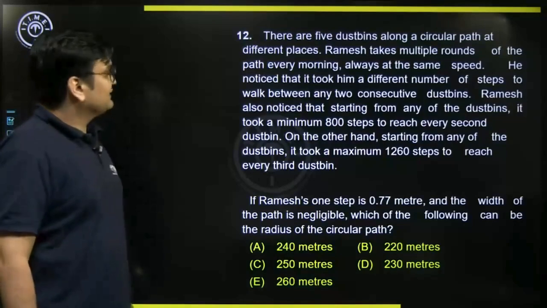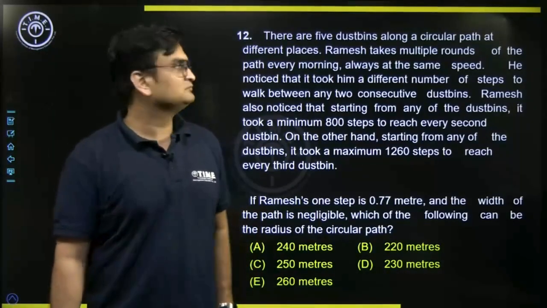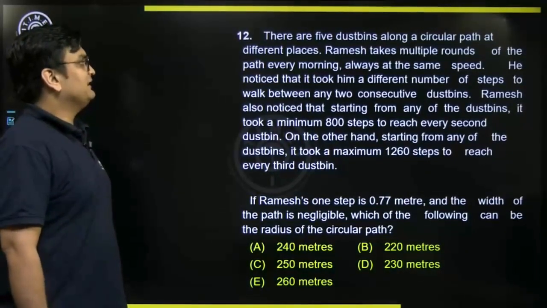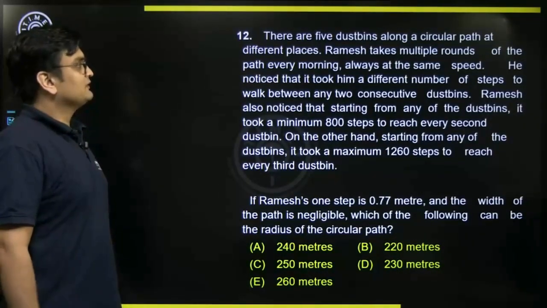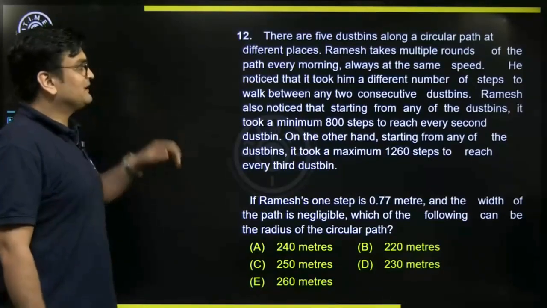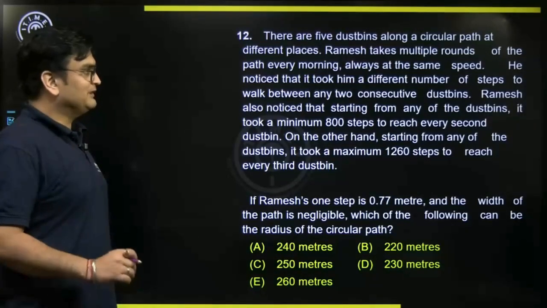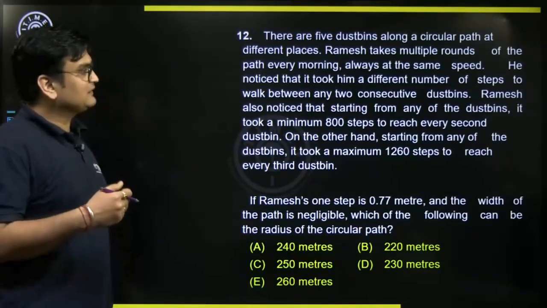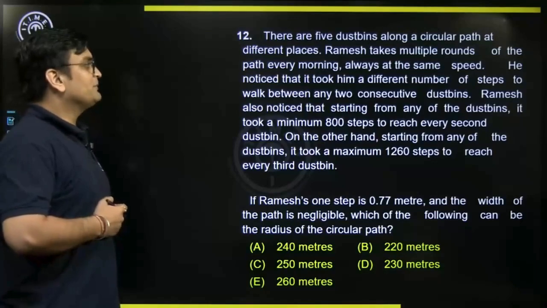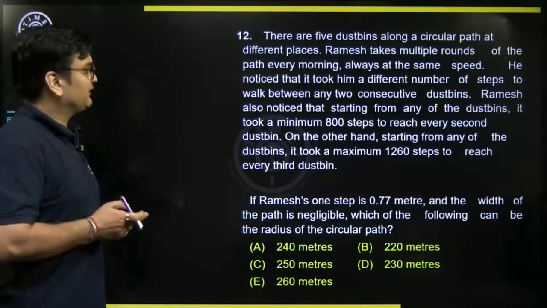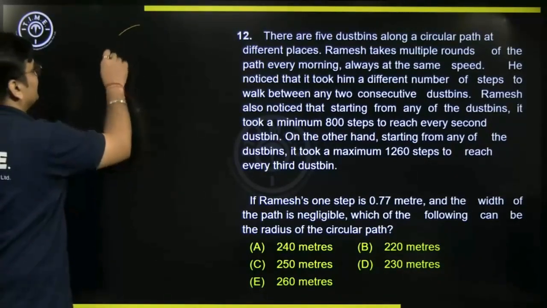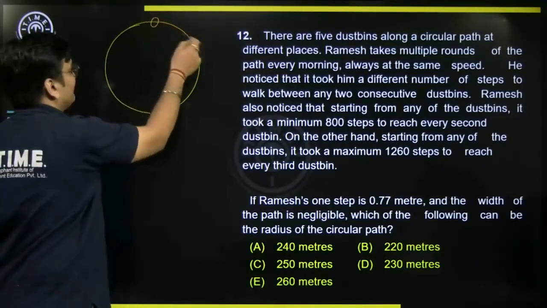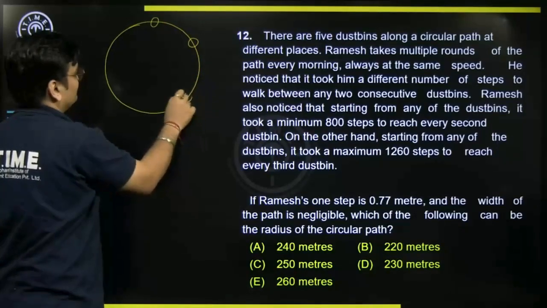Now let's look at question number 12. There are 5 dustbins along a circular path at different places. Ramesh takes multiple rounds of the path every morning, always at the same speed. He noticed that it took him a different number of steps to walk between any 2 consecutive dustbins. So circular track. So there are some randomly placed 5 dustbins, let's say something like this.